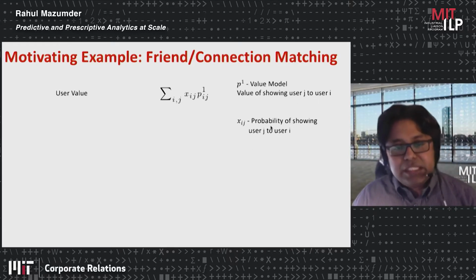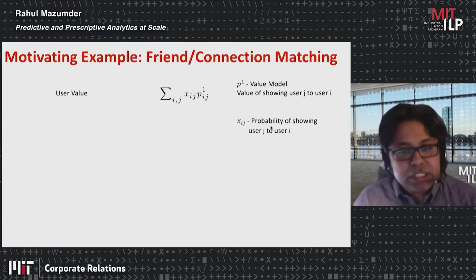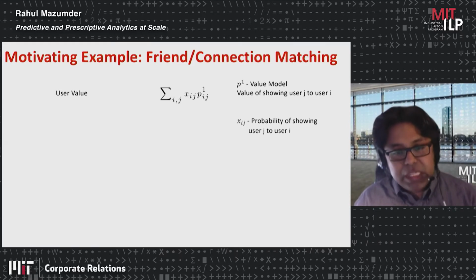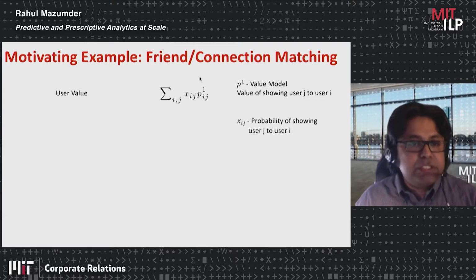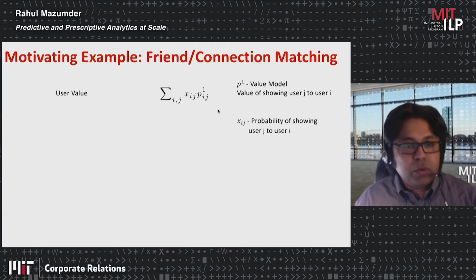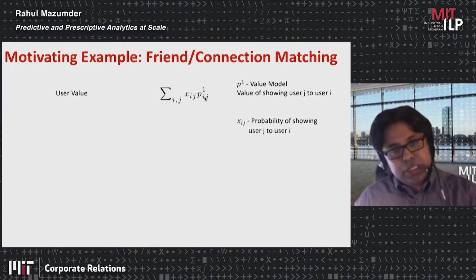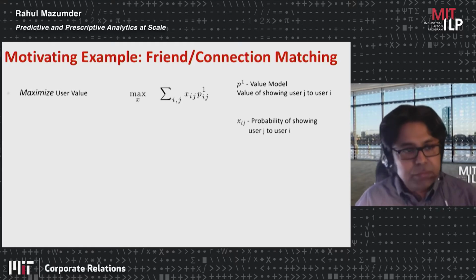And Xij can be thought of as a decision variable which captures the probability of showing a user j to a user i. Now, I've just written the weighted sum. Of course, there is some optimization that we want to do. First of all, Pijs, as I said, are going to be the output of a machine learning problem, which is going to be done based on historical data.